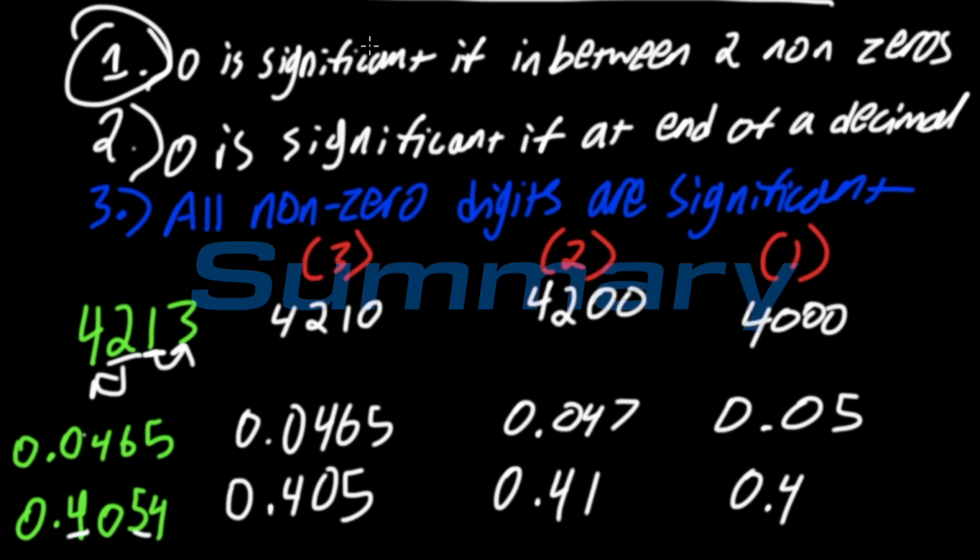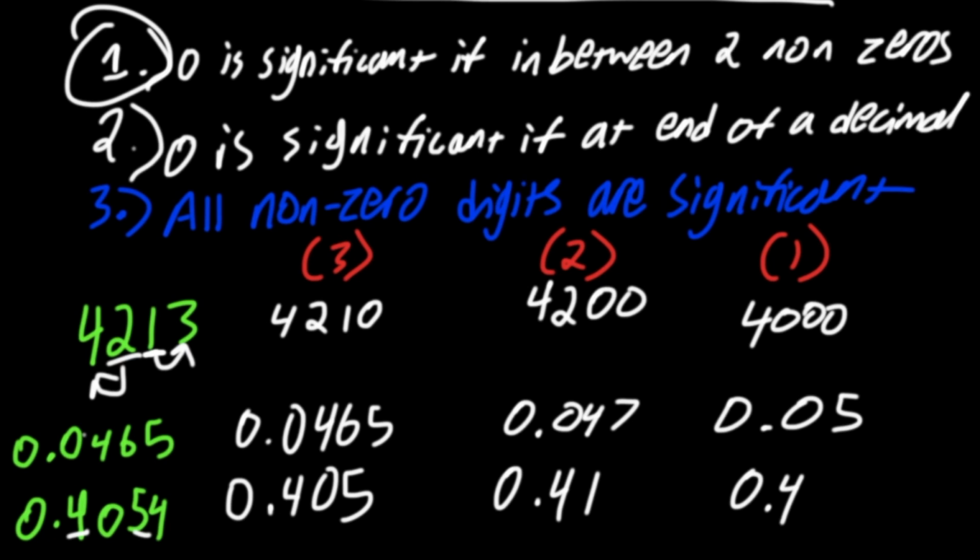So if we quickly recap, rounding using significant figures is the same as normal rounding, except you have to take into account which figures are significant and which are not, and you can do that by using these 3 simple rules.